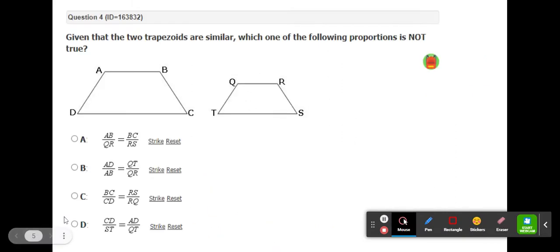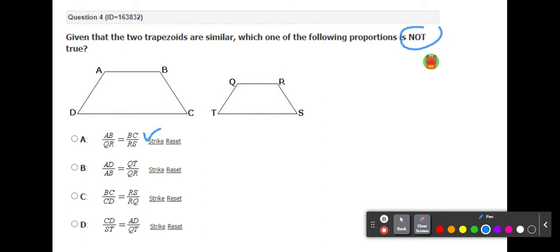All right, number 4. Given that two trapezoids are similar, which one of the following proportions is not true? Okay, so AB is to QR, so that looks true. And then BC is to RS. That one also looks true. So I'm looking for not true. AD is to AB. You can do that. They can be in the same figure as long as they match up this way then. So does AD go with QT? Yes. Does AB go with QR? Yes. So this one is okay also.